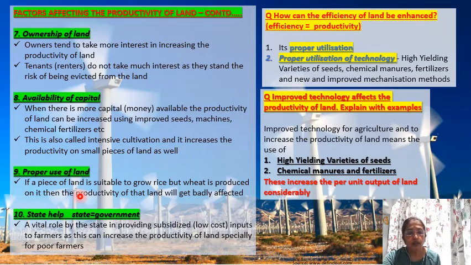Proper use of land. If a piece of land is suitable to grow rice, but wheat is produced on it, then the productivity of that land will get badly affected. Properly using land increases its productivity.